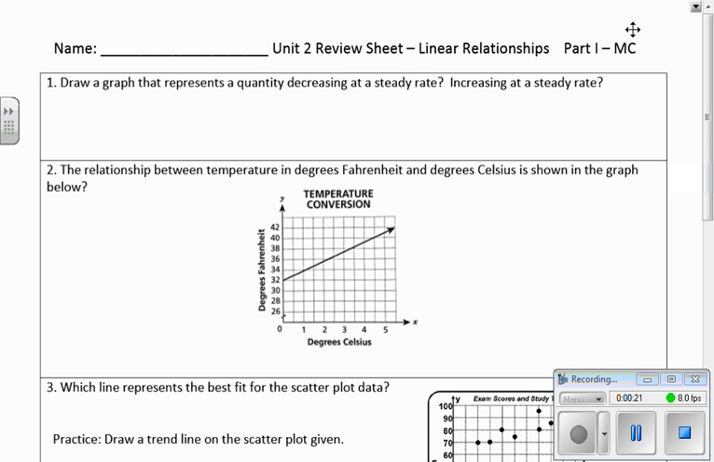This is going to be quick. I'm definitely going to go through quick through 1 through 20. I'll spend time on the ones I think you need it, and most of them you don't. So let's just get going. Number 1, draw a graph that represents a quantity decreasing at a steady rate.